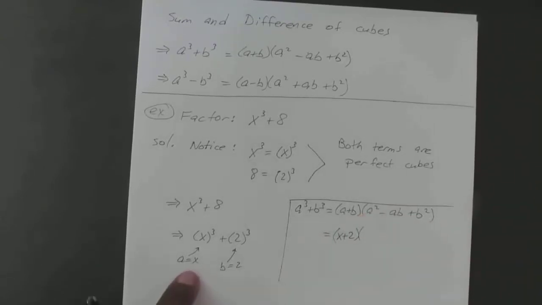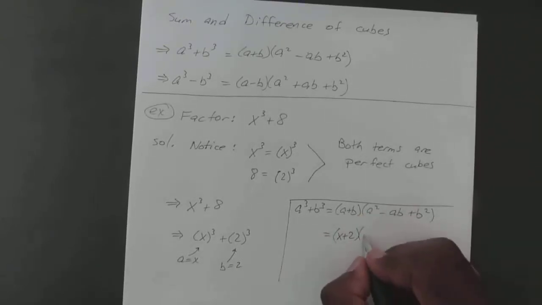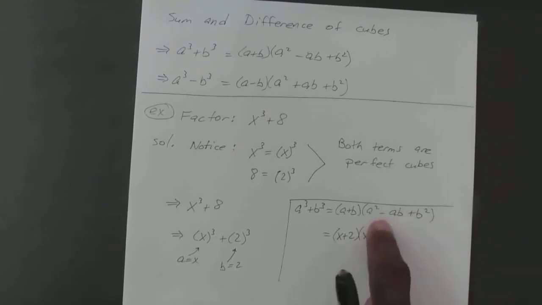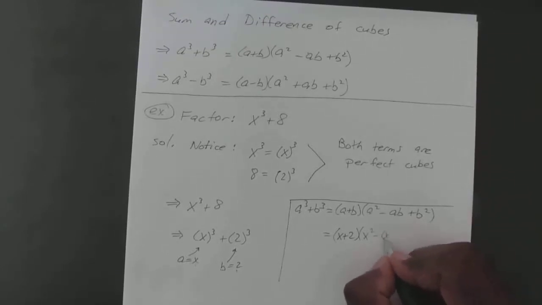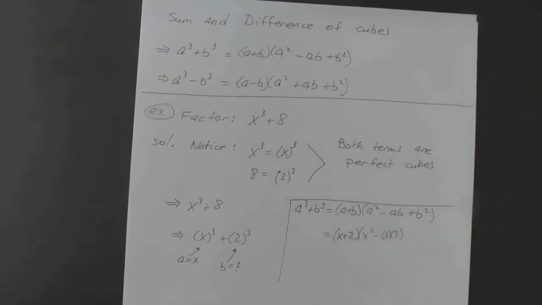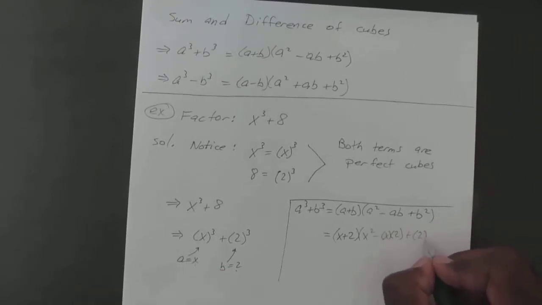A squared is just x squared. Minus a times b is minus x times 2. And you can write it as 2x here, but I'm just keeping it in order for now. Plus b squared becomes 2 squared. Now you just simplify it from there.